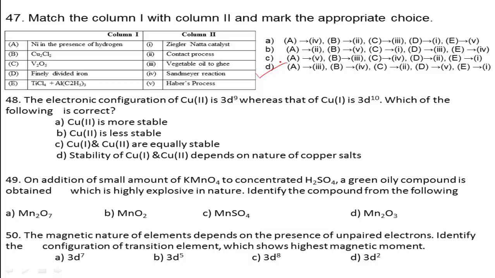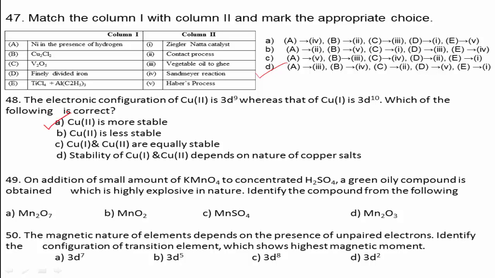Copper 2 is more stable than copper 1 because it has 2 plus charge and it is smaller than copper 1. The electron density and effective nuclear charge is greater for Cu2 and it forms stronger bonds, meaning high hydration energy, releases more energy, and it is more stable. Therefore, the correct answer for this question is option A.